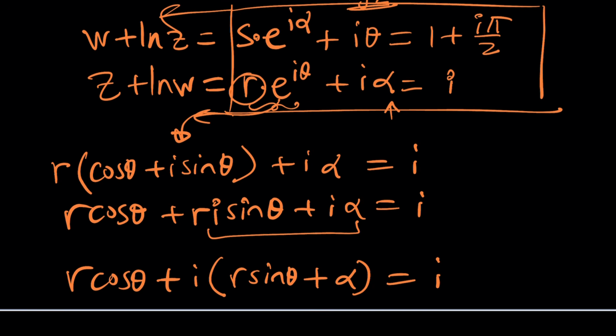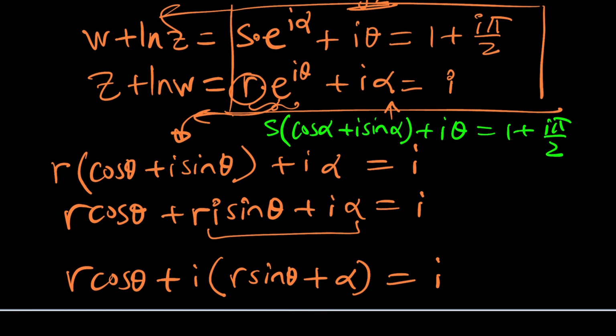If you do the same thing with the other equation, which is, by the way, let me write it down here. It is actually the first one, w plus ln z. So it's going to be s times cosine alpha plus i sine alpha. I want to write the first version here because when I simplify, I want it to be down here along with the other equation. And now I'm going to go ahead and distribute and simplify.